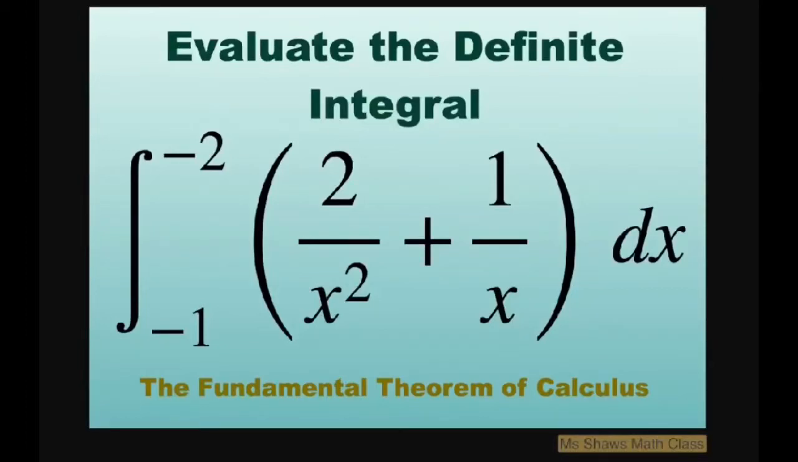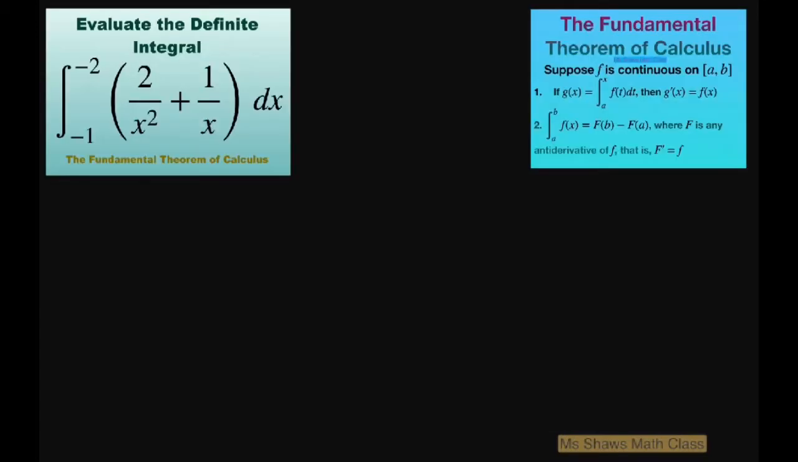Hi everyone, we're going to evaluate the definite integral from -1 to -2 of 2 divided by x squared plus 1 divided by x dx using the fundamental theorem of calculus. Alright, if you notice our upper limit is smaller than our lower limit. We're going to fix that momentarily, but right now let's just split this up.